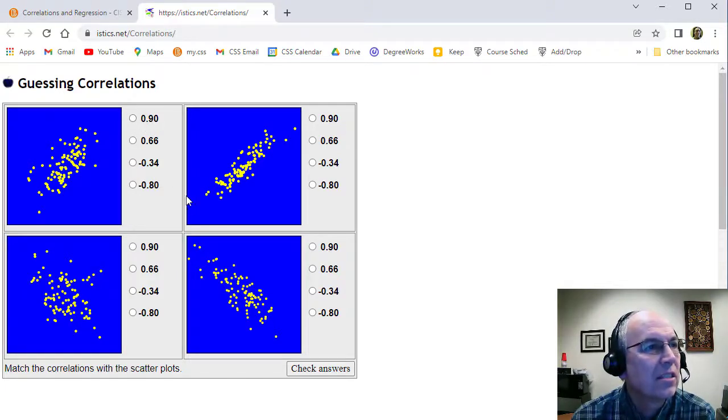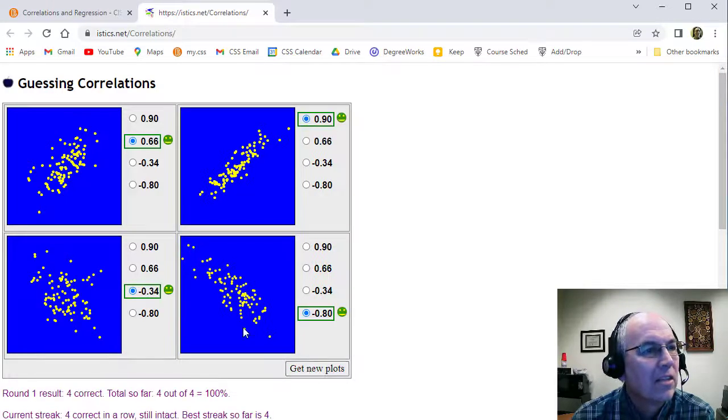That's a pretty positive slope to the right, and it's pretty thin. So I think this is the 0.9. The 0.6, that's again positive but not so significant. I'm saying that's 0.6, minus 0.3, minus 0.8. I think this is the 0.8 and this is the 0.3. And then you can check your answers here.